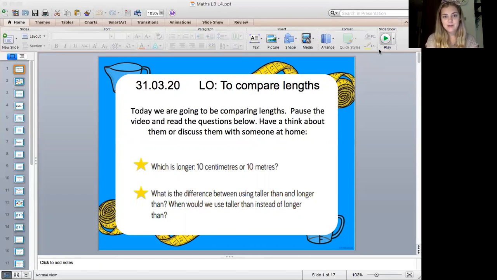Read the questions below. Which is longer, 10 centimetres or 10 metres? What is the difference between using taller than and longer than? When would we use taller than instead of longer than? Now pause the video and have a think about those questions or discuss them with somebody at home.